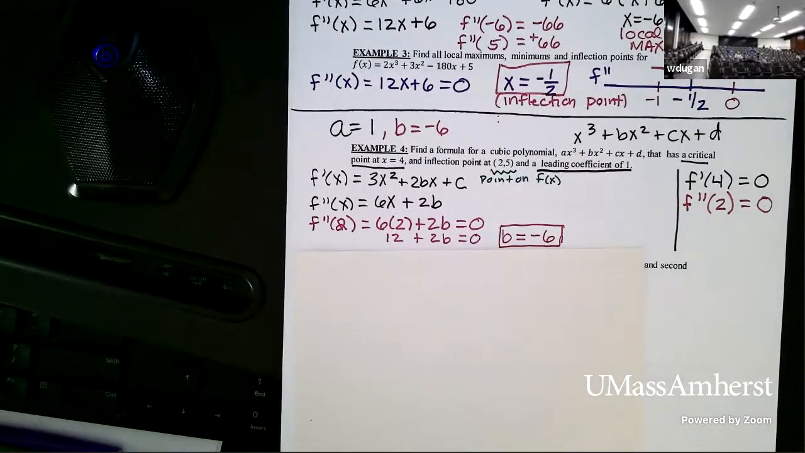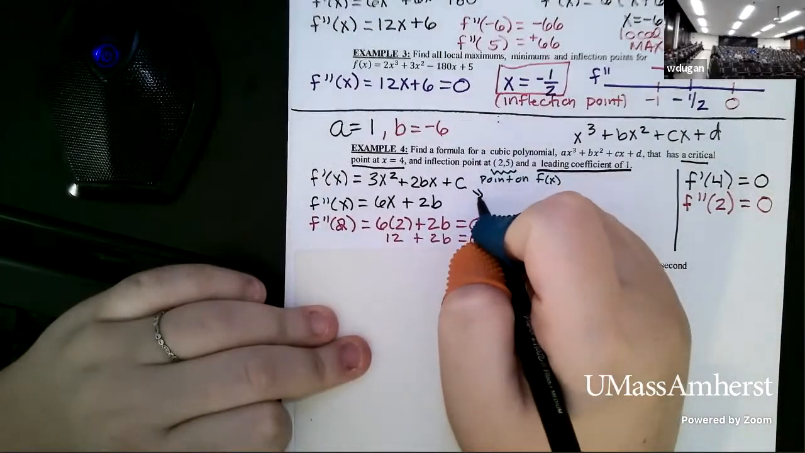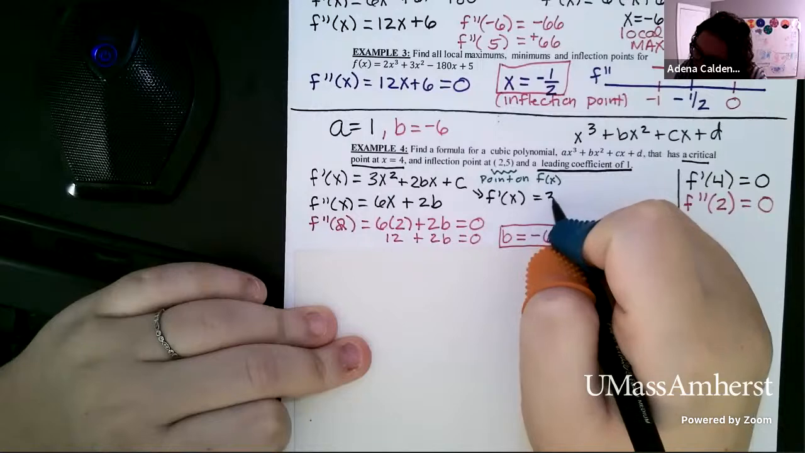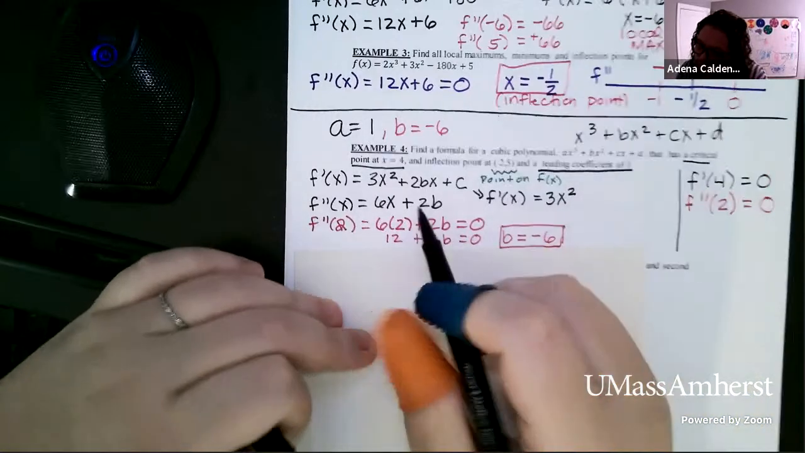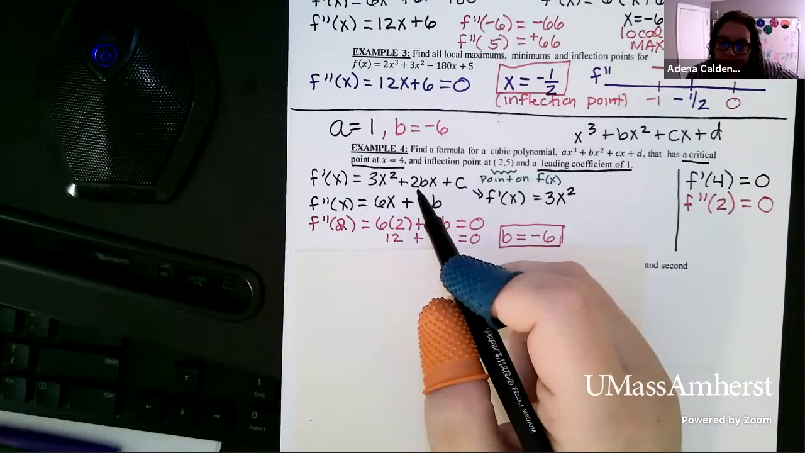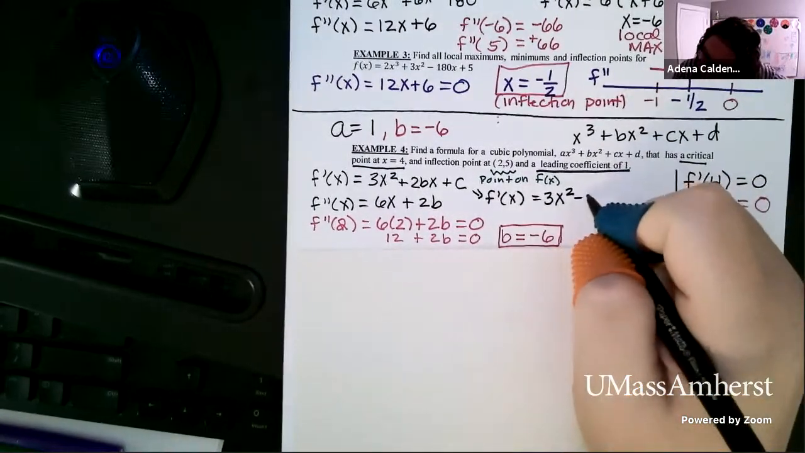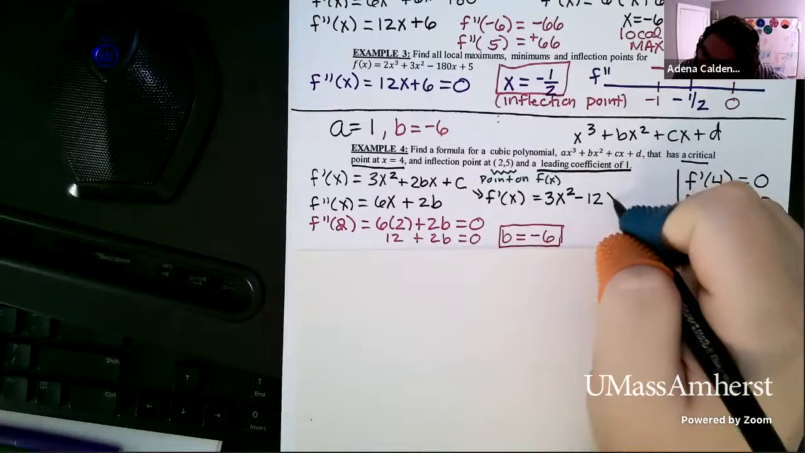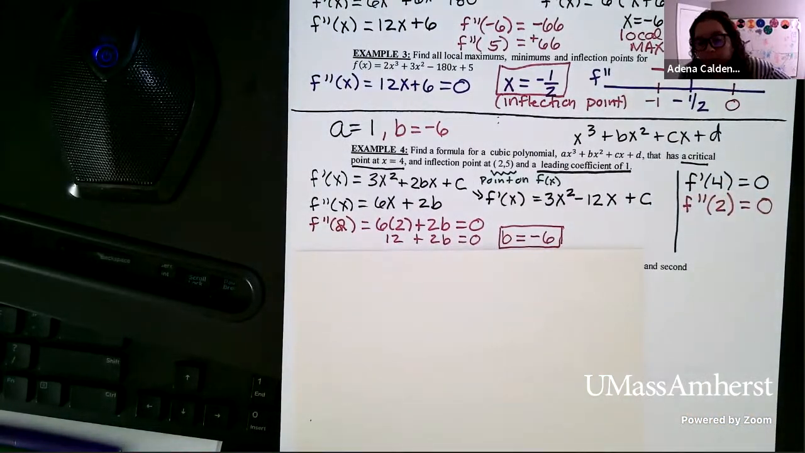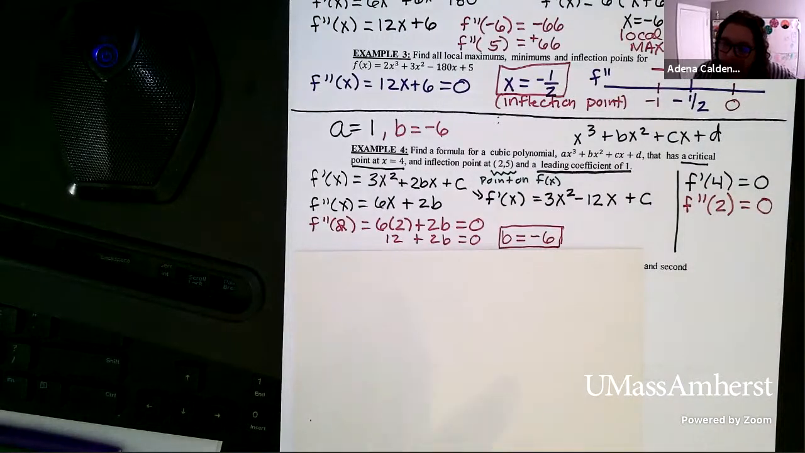I can also plug that into the first derivative for my value of b. So if I do that, my first derivative now becomes 3x squared. Now, if b is -6, -6 times 2 is -12. So I have -12x plus c. Now that I've plugged b in, I only have 1 unknown.